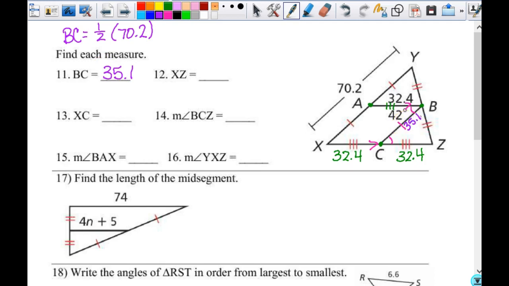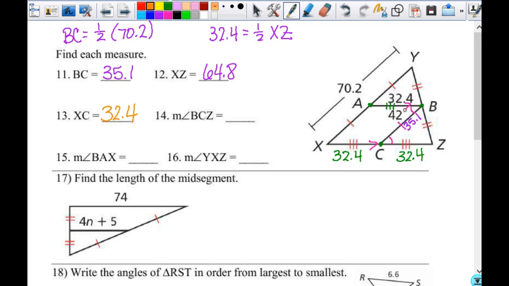Okay. Then I'm looking for the length of XZ. Okay, so XZ is this whole thing. Again, the mid-segment is equal to half of this length. So the mid-segment I know, 32.4, is equal to half the length of XZ, which means to figure out what XZ is, I just multiply both sides by 2. So this times 2 is going to give me 64.8. Now the length of XC. Well, I already have that labeled because I knew those were congruent, so that is 32.4.